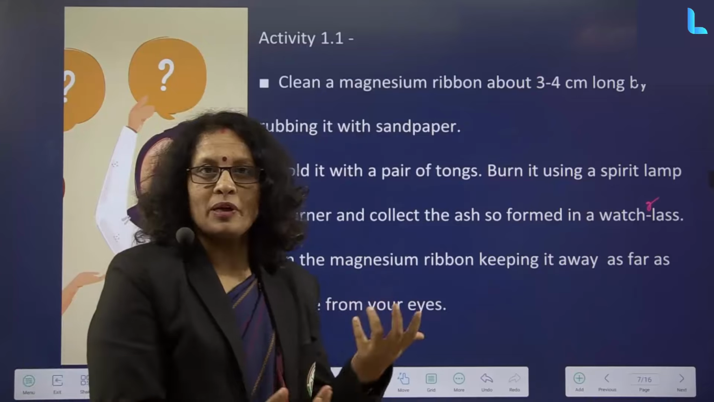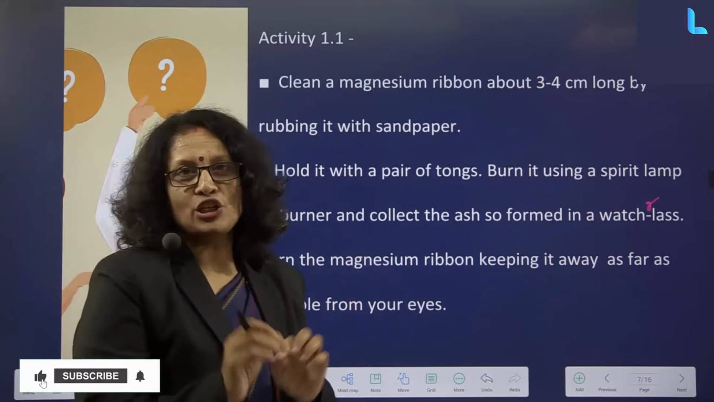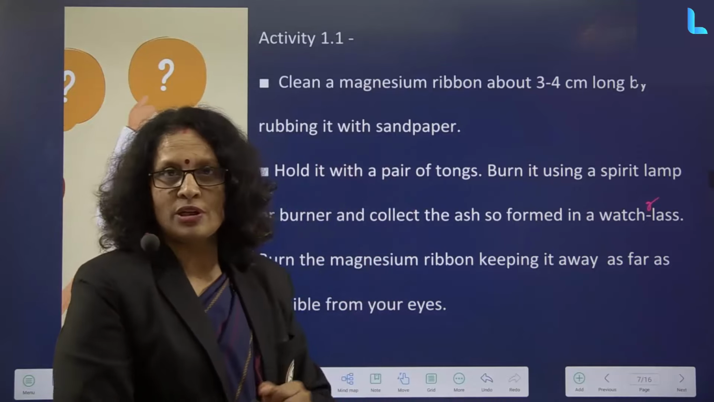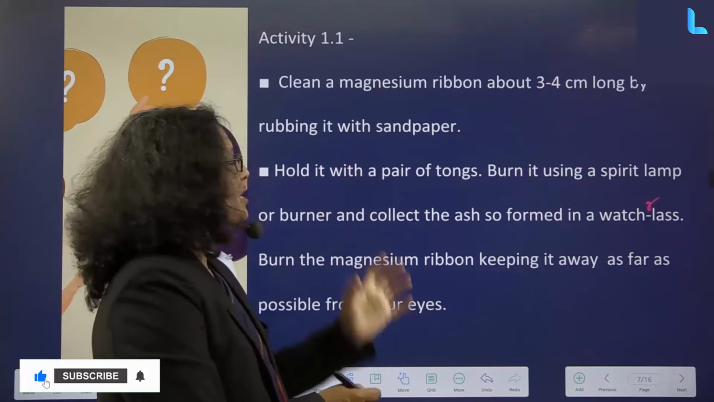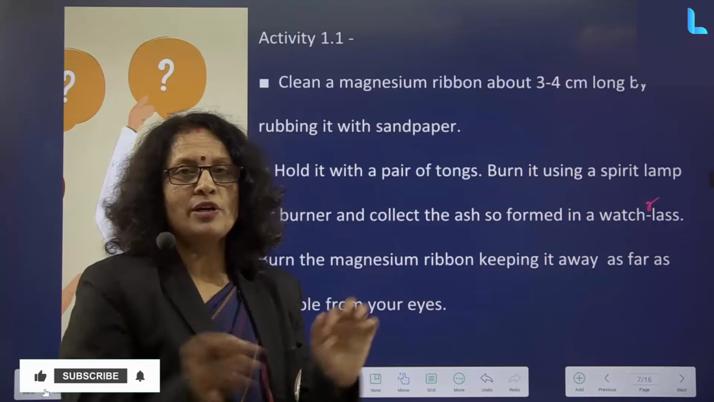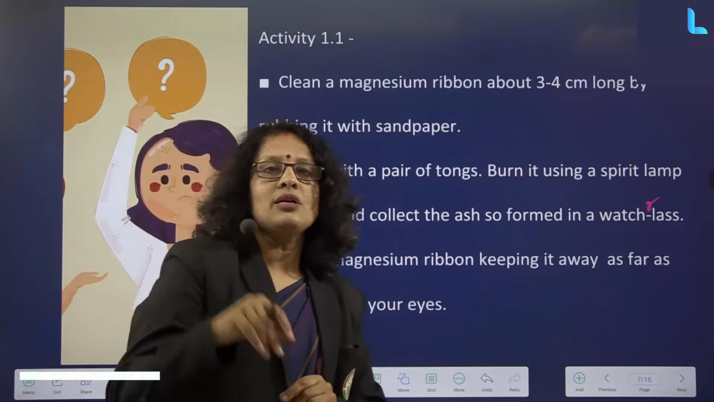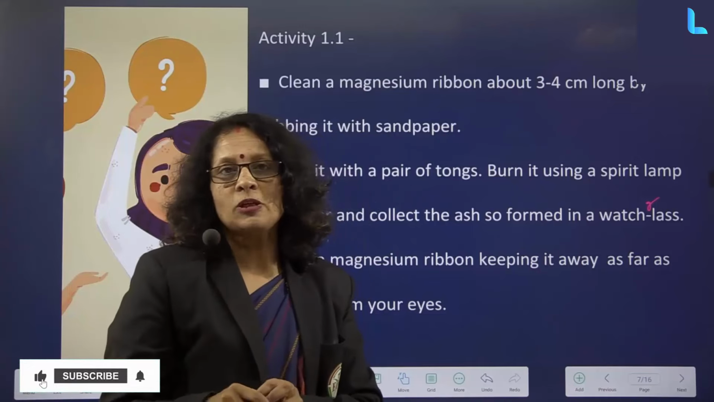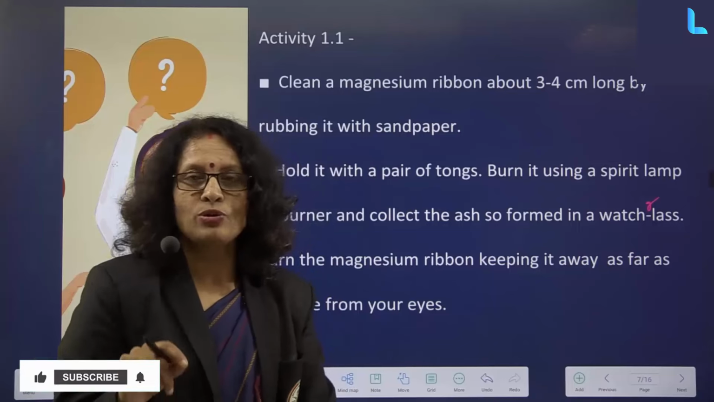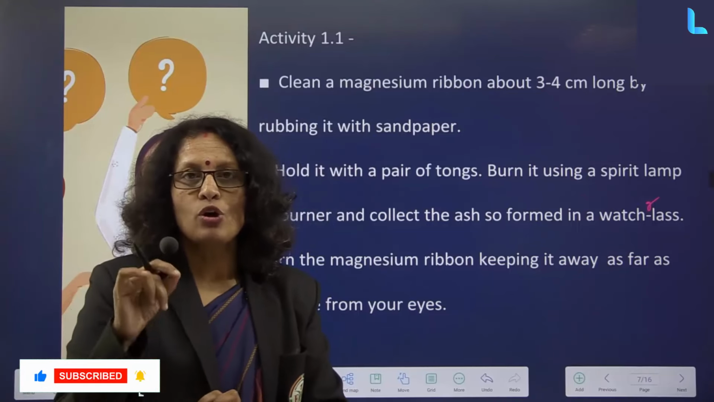So let us have a small experiment, which is called an activity here. Clean a magnesium ribbon. One magnesium ribbon, about 3 to 4 centimeters long, will be taken and rubbed with sandpaper. The sandpaper, by rubbing, will make it smooth. Then hold it with a pair of tongs. Tongs is the instrument used in the laboratory to hold any kind of hot object, or if you are working with heat, we can use the tongs for holding it.